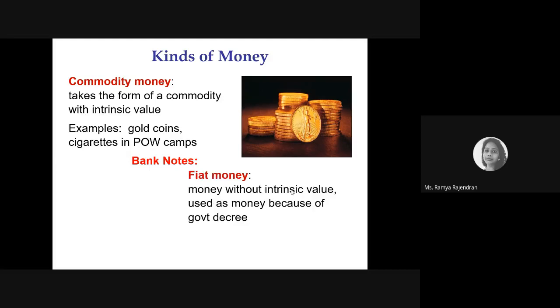Whereas the other one is fiat money. It doesn't have any intrinsic value, but we use it as money because the government says so. Gold is not like that. Even the price of gold doesn't have any relationship with the government. The government and the price of gold don't go together. But the currency and the government do go together. The government dictates the currency value, right?